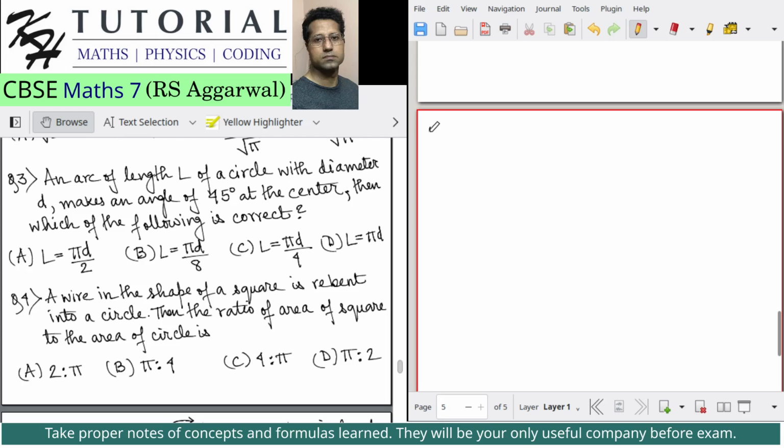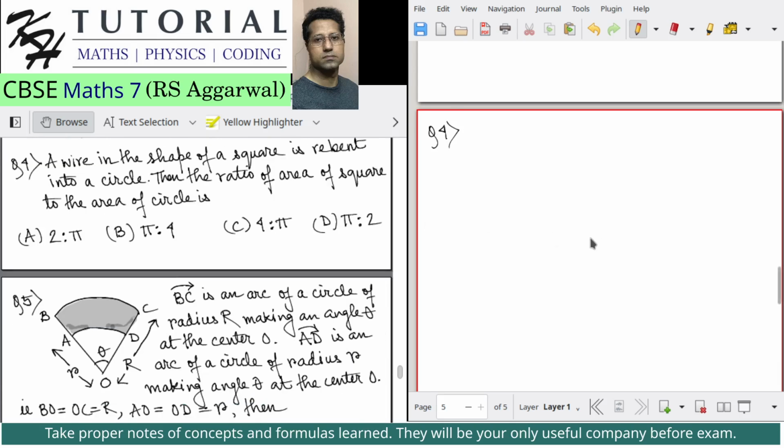Let's see question number 4. A wire in the shape of a square is reshaped into a circle. Then the ratio of area of square to the area of circle is. So no dimension is given. The side of the square is not given. The perimeter of the square is not given. Nothing is given. It is just given that a wire, whatever length, you can consider any length of the wire.